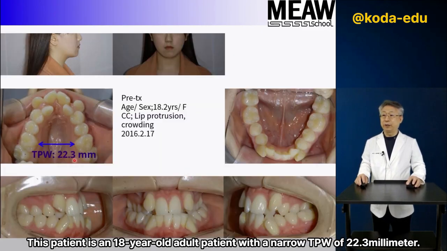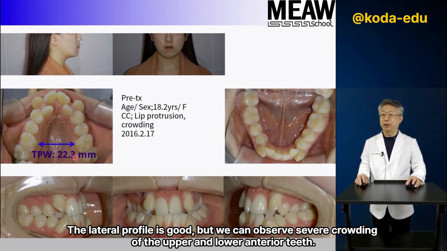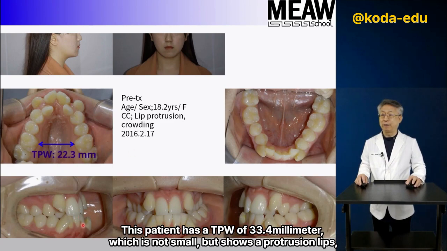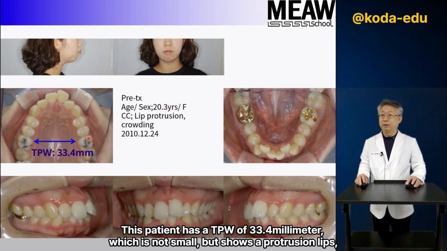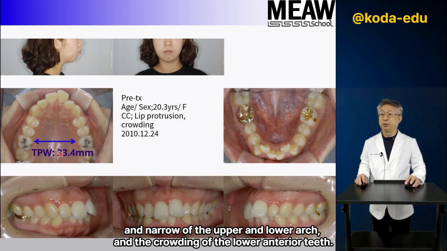This patient is an 18-year-old adult patient with a narrow TPW of 22.3 mm. The lateral profile is good, but we can observe severe crowding of the upper and lower anterior teeth. This patient has a TPW of 33.4 mm, which is not small, but shows protrusion of the lips, narrow upper and lower arches, and crowding of the lower anterior teeth.